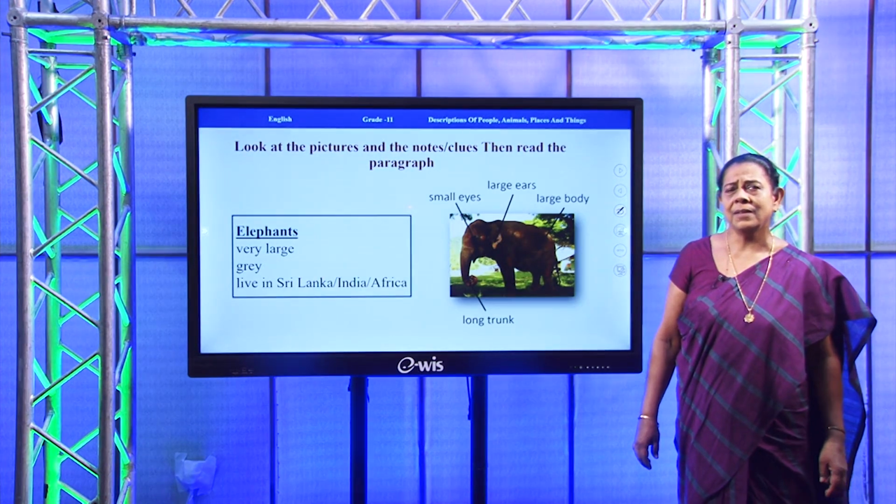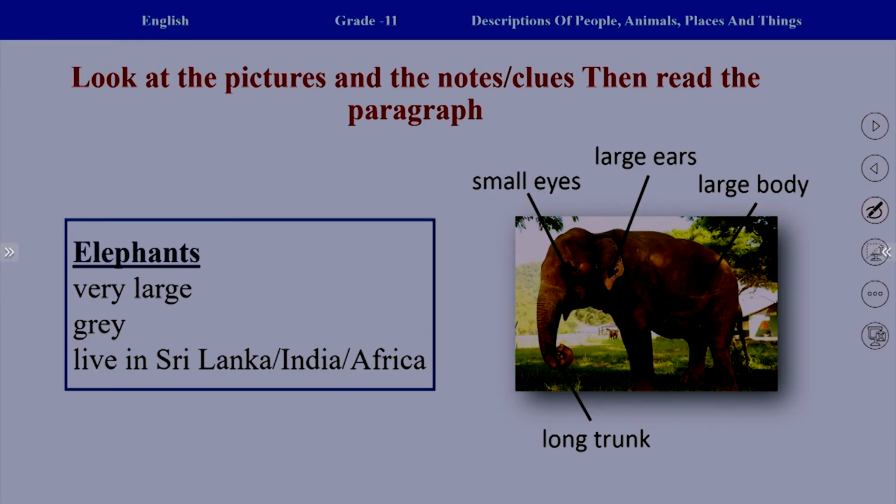Yes, what can you see on the screen? Yes, an elephant. Now look at the picture first. What are the notes given or the clues given? Small eyes, large ears, large body, long trunk. Yes, you can see some clues in the box as well. Shall we read it together? Very large, grey, live in Sri Lanka, India, Africa.